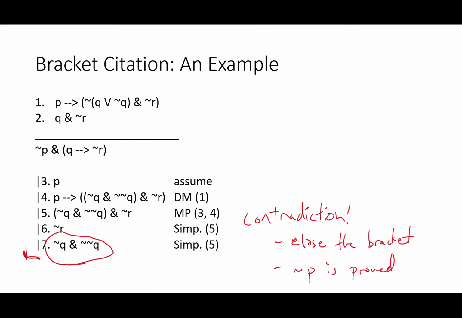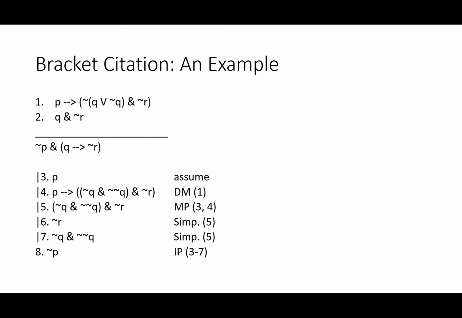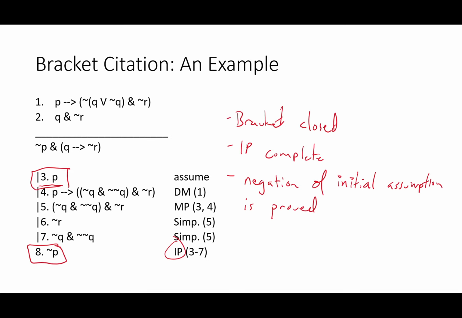We can close the bracket. We have proved not P. It doesn't matter that P and not P isn't our contradiction. Any old contradiction will do. So, our bracket's closed, our indirect proof is complete, and we have proved the negation of our initial assumption.